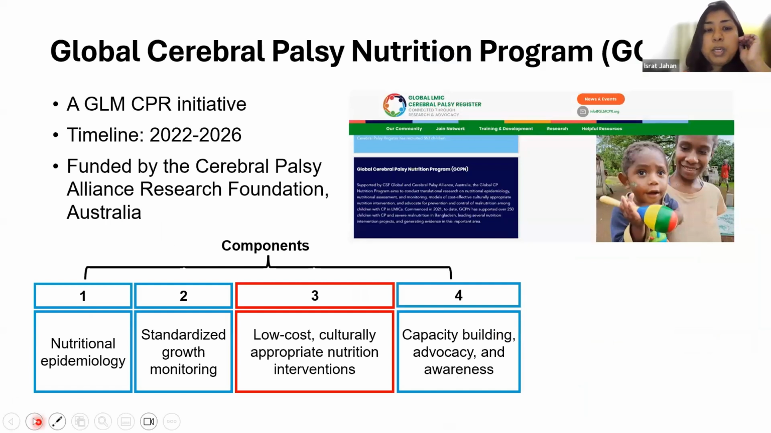Now, based on the findings, these are all the questions that we have been trying to answer for the LMIC setting. This Global Cerebral Palsy Nutrition Program, an initiative of the Global LMIC CP Register that I'm currently working on, is looking into what low-cost, culturally appropriate interventions could be scaled up for children with cerebral palsy and their caregivers in low and middle income countries like Bangladesh. I'm not going to talk about the other components, just the third component, the intervention.